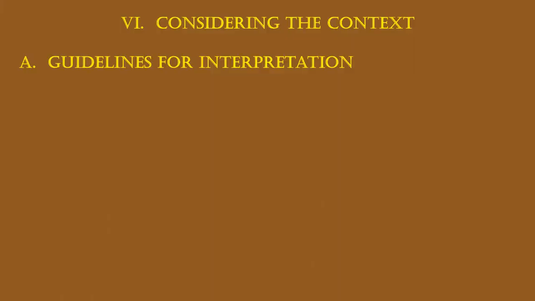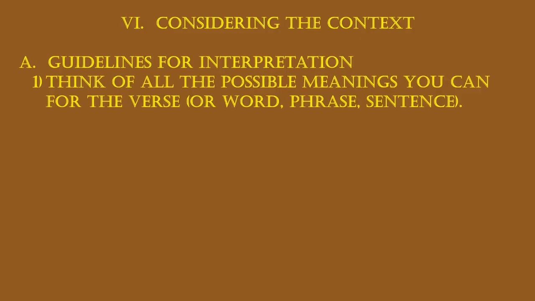So let's look at some guidelines for interpretation. And the first one that you need to write down is this. Think of all the possible meanings you can for the verse or word or phrase or sentence. You might think of one or even several. Write them all down. Remember I told you last week, have a notepad, a notebook beside you, paper, whatever, so that you can write these things down. So if you see any problems with a particular interpretation, write it down.